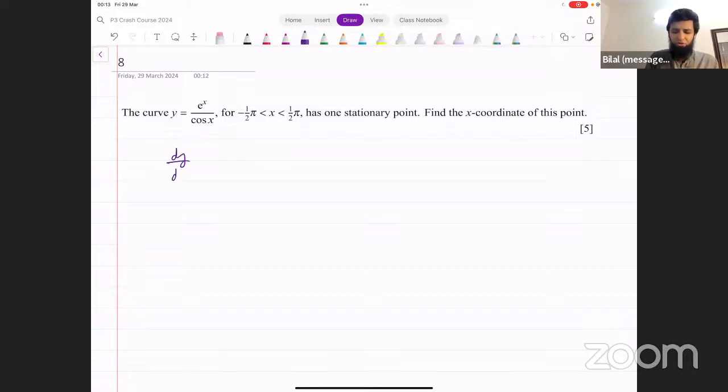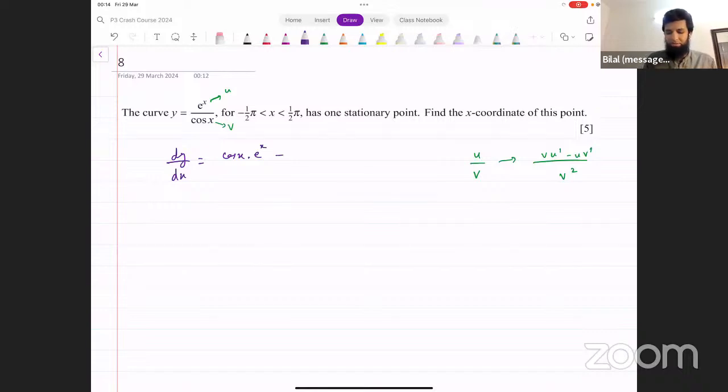You can use the quotient rule. What's the quotient rule? Derivative of u over v, that is vu dash minus uv dash divided by v squared, right? That's the derivative of a fraction. Now, what does that give us? We can say this is u and this is v. So v as it is, that means cos of x as it is, into derivative of u, which is e power x. Derivative of e power x is just e power x.